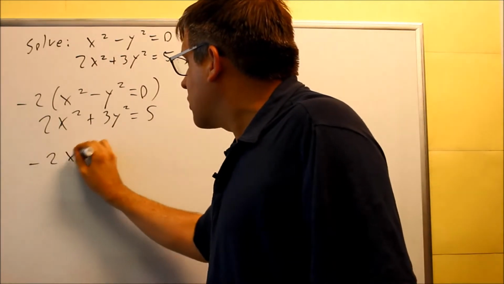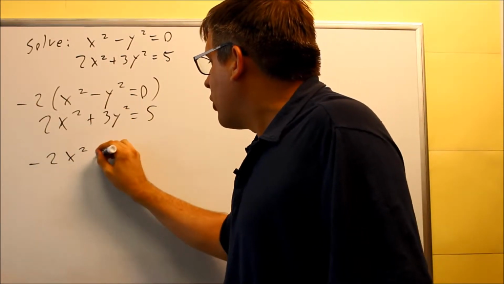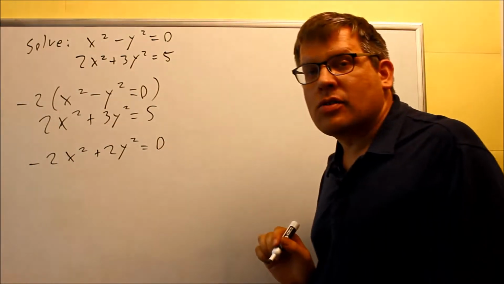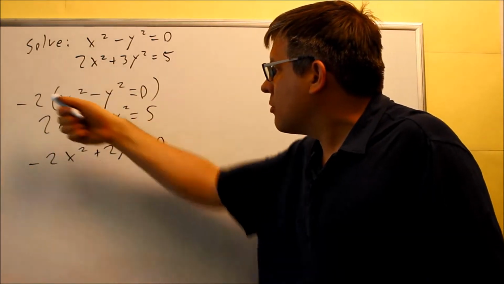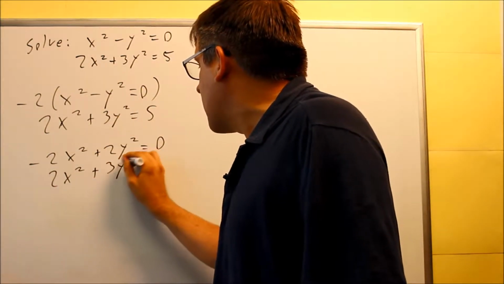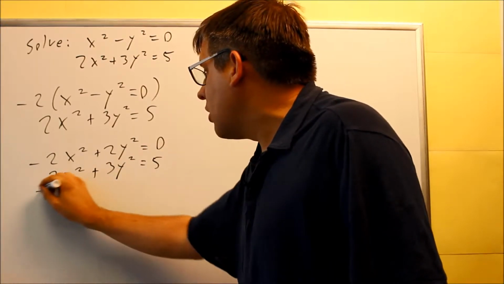I get negative 2x squared. Negative times negative is plus 2y squared. Negative times a 0, you get 0. So everything inside got multiplied by negative 2. Down below, you get 2x squared plus 3y squared equals 5. We didn't change that at all.